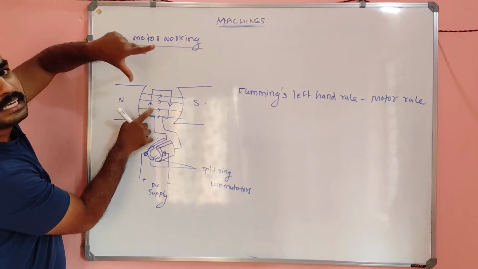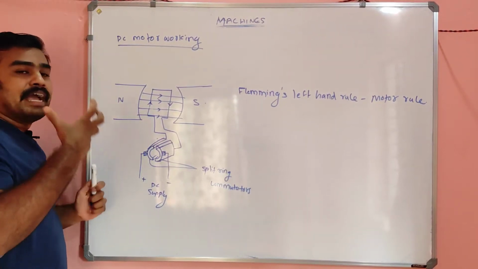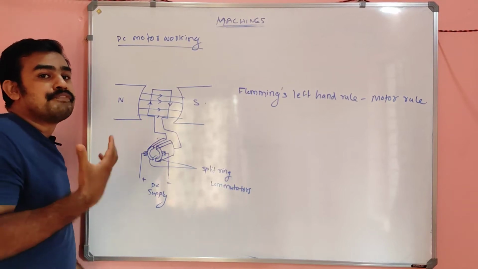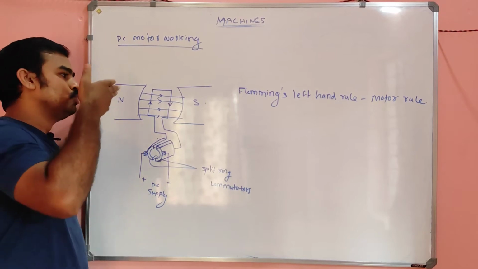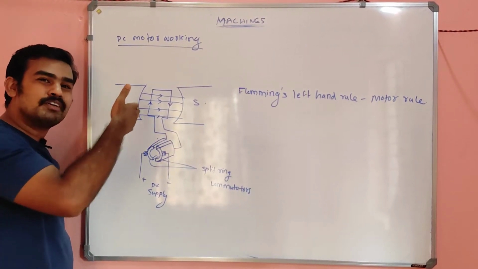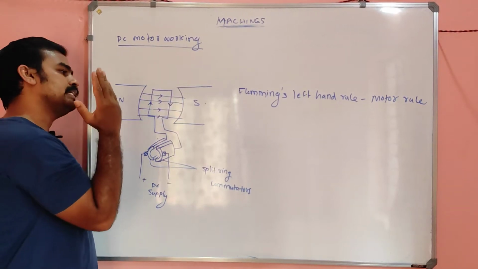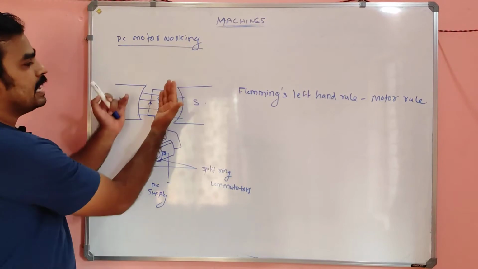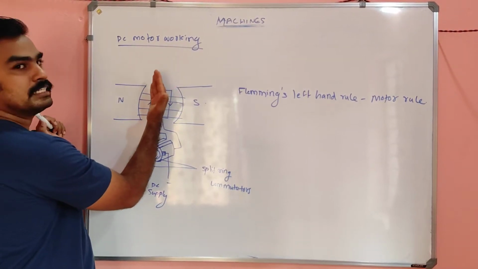This side of the coil will be acted on by a force which moves it towards the inside of the board. So here it is away from the board, here it is inside the board. What happened? There will be an effective turning effect, and the coil starts rotating.